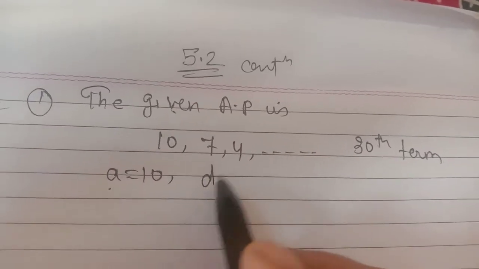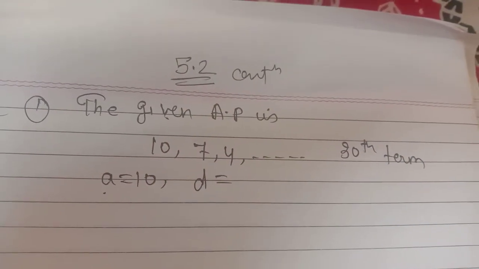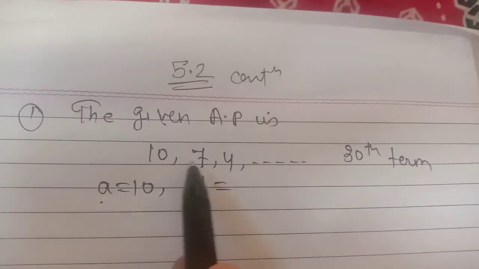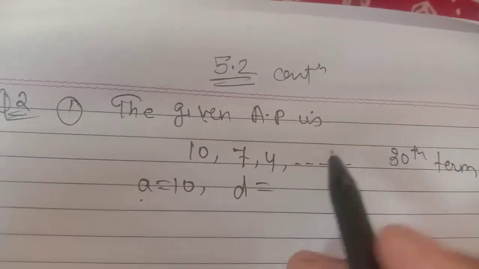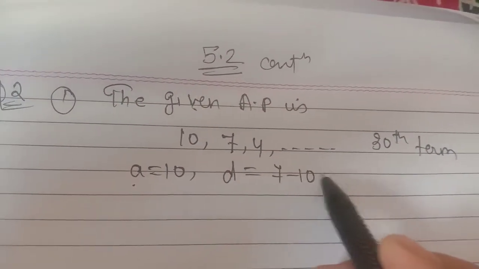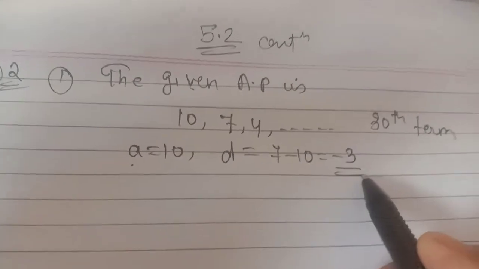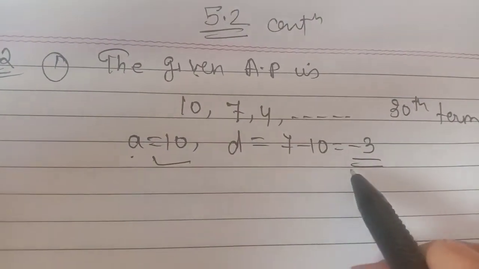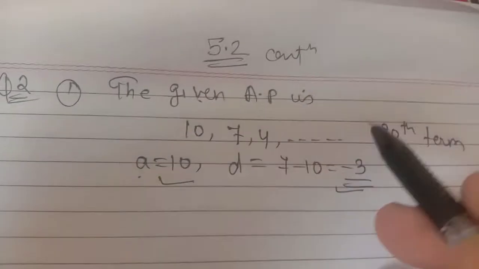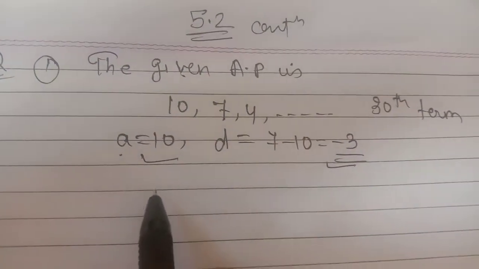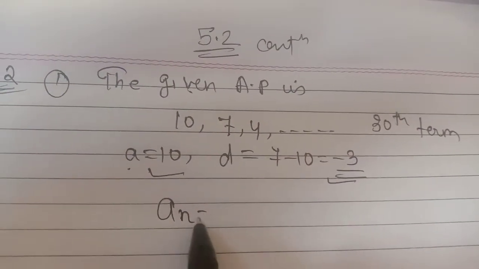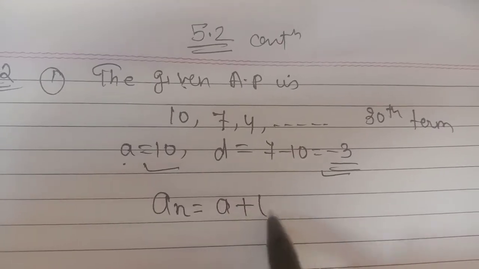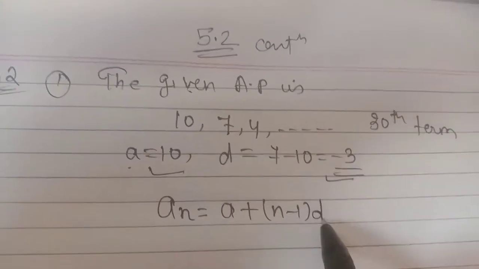What is d? d is the second term minus the first term. So it will be 7 minus 10, that is equal to minus 3. So we got a and we got d. Now we have to find the 38th term. Again, we have to use the same general term formula: a_n is equal to a plus (n minus 1) into d.